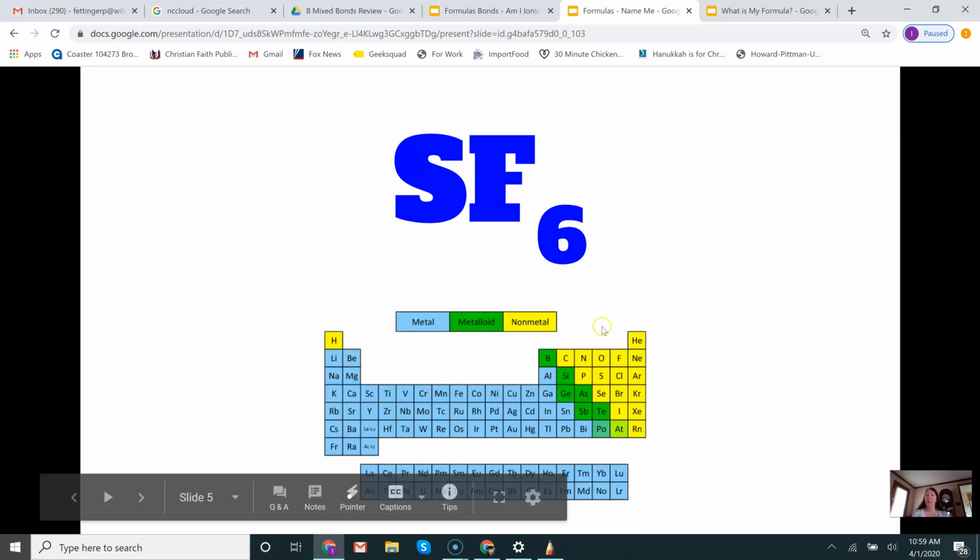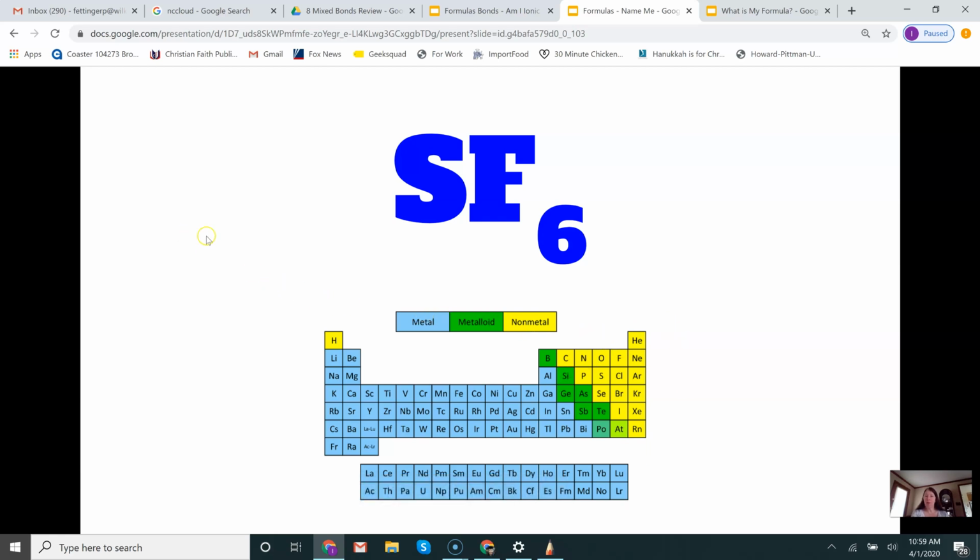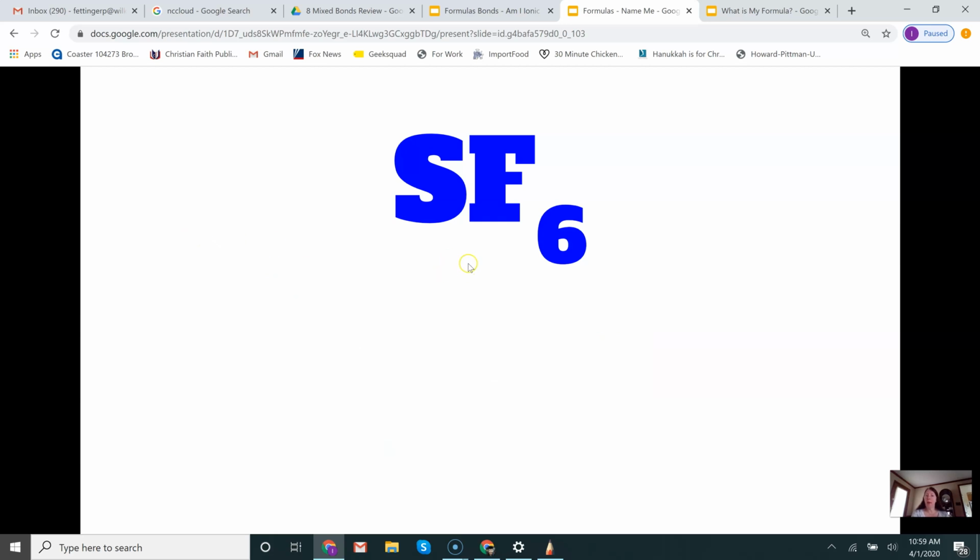We look at the periodic table. S and F are both on the right-hand side of the table, which makes it a covalent bond. With covalent, we break out our prefixes. So we have 1 sulfur and 6 fluorine. So how do we name those with prefixes?